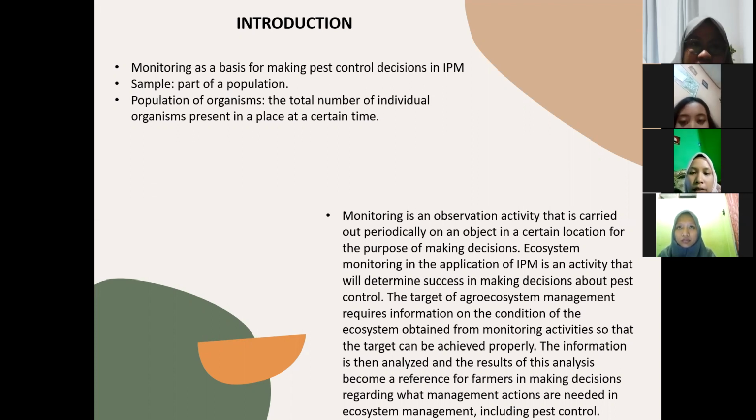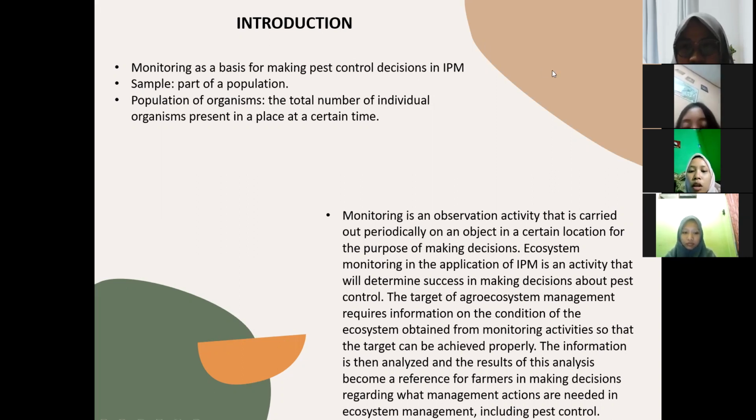Introduction. Monitoring as a basis for making pest control decisions in IPM. A sample is part of a population of organisms. The population is the total number of individual organisms present in a place at a certain time. Monitoring is an observation activity that is carried out periodically on an object in a certain location for the purpose of making decisions.